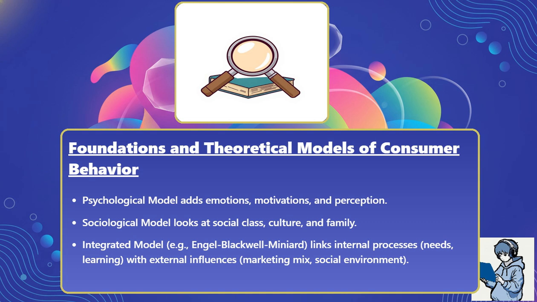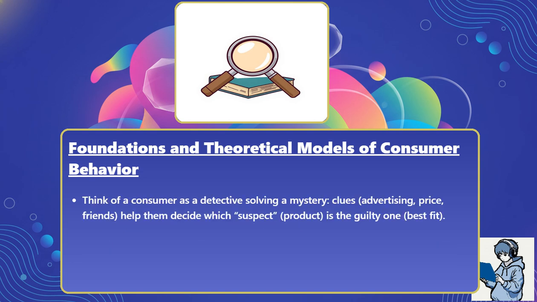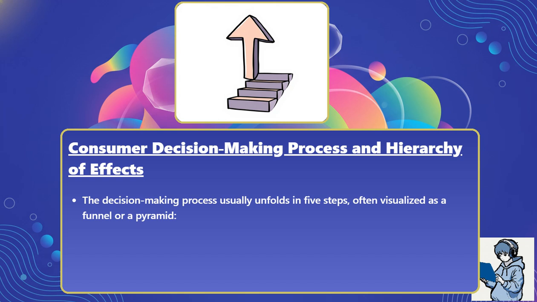The sociological model looks at social class, culture, and family. An integrated model, for example Engel Blackwell Miniard, links internal processes such as needs and learning with external influences such as marketing mix and social environment. Think of a consumer as a detective solving a mystery. Clues such as advertising, price, and friends help them decide which suspect product is the guilty one, the best fit.